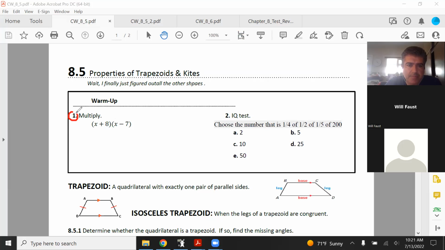First up, there's just a warm up. Some of you should have done this often in Algebra 1. It's a process called FOIL. It's an acronym. Stands for first, outer, inner, and last.